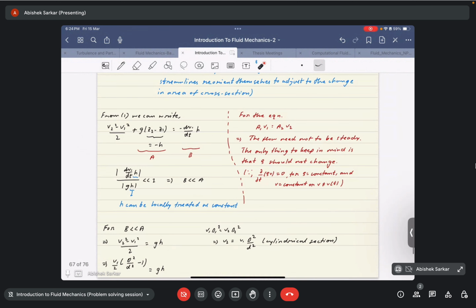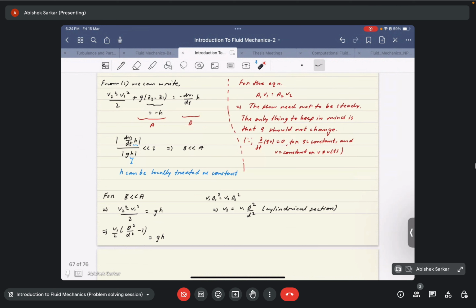So let us consider these two terms to be A and B respectively, and if say the term B, that is dv1 by dt into h, is much smaller than the term gh, then we can essentially neglect this term, right? This term can essentially be neglected compared to these two terms. So now the Bernoulli's equation will basically be the balance between these two terms. So for the limit of this term B being much lesser than A, we would have (v2 square minus v1 square) by 2 is equal to gh.